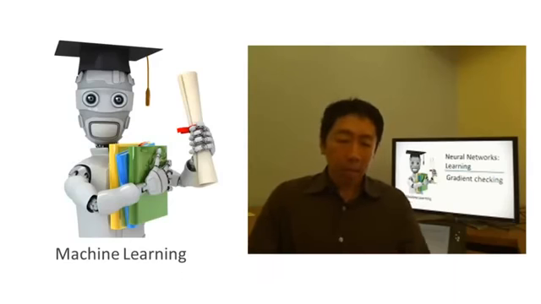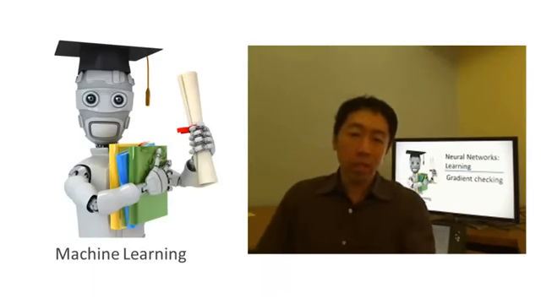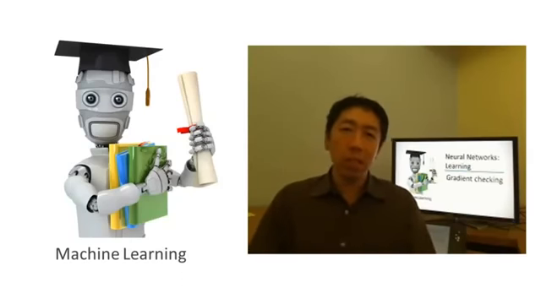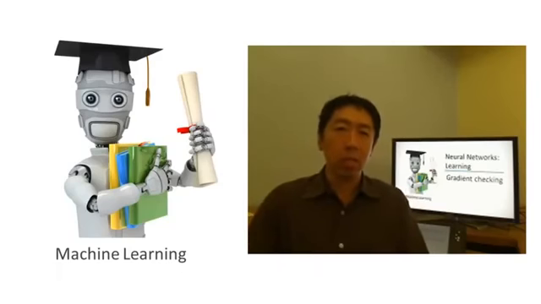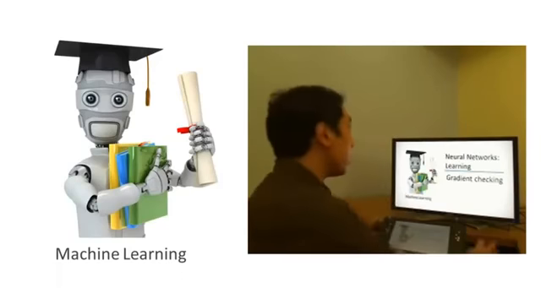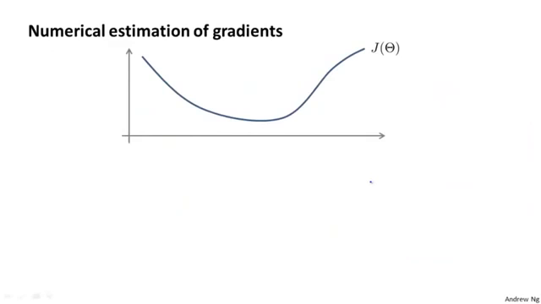And in the previous videos, I asked you to take on faith that the formulas I gave for computing the deltas and the d's and so on actually do compute the gradients of the cost function. But once you implement numerical gradient checking, which is the topic of this video, you'll be able to verify for yourself that the code you're writing is indeed computing the derivative of the cost function J. So here's the idea. Consider the following example.